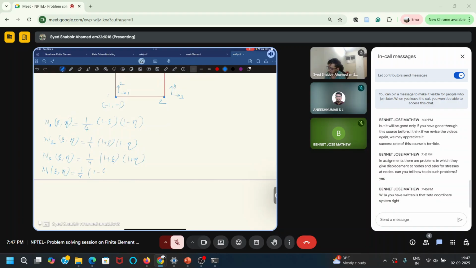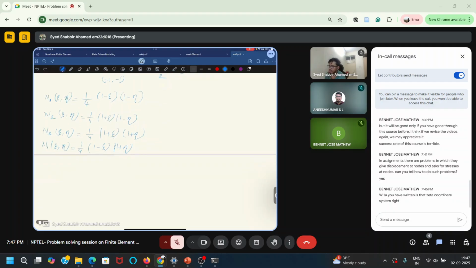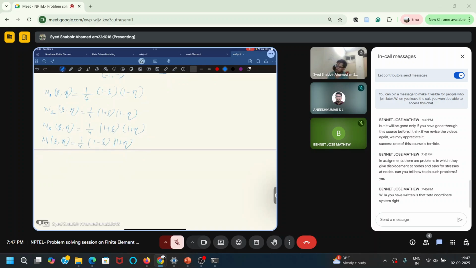Four has 1 - zeta and 1 plus. So these are my shape functions. Now I have to get the derivatives of these shape functions with respect to these coordinates. So I have to find the derivative with respect to zeta. Now I can take N as a vector, n1, n2, and store this in the vector because I want to do matrix calculations.